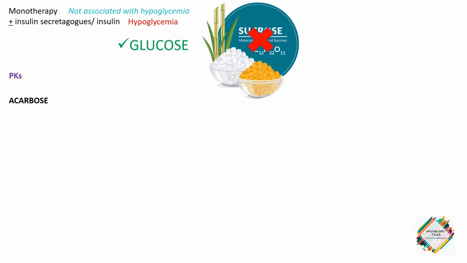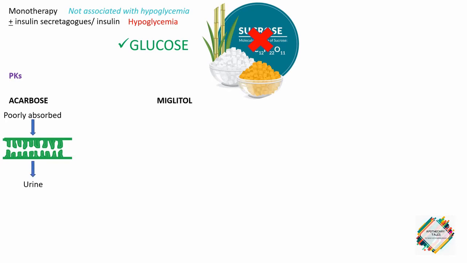Now acarbose is poorly absorbed and is metabolized primarily by intestinal bacteria, and some of the metabolites are absorbed and excreted into the urine. Talking about miglitol, it is very well absorbed but has no systemic effects. It is excreted unchanged by the kidney.